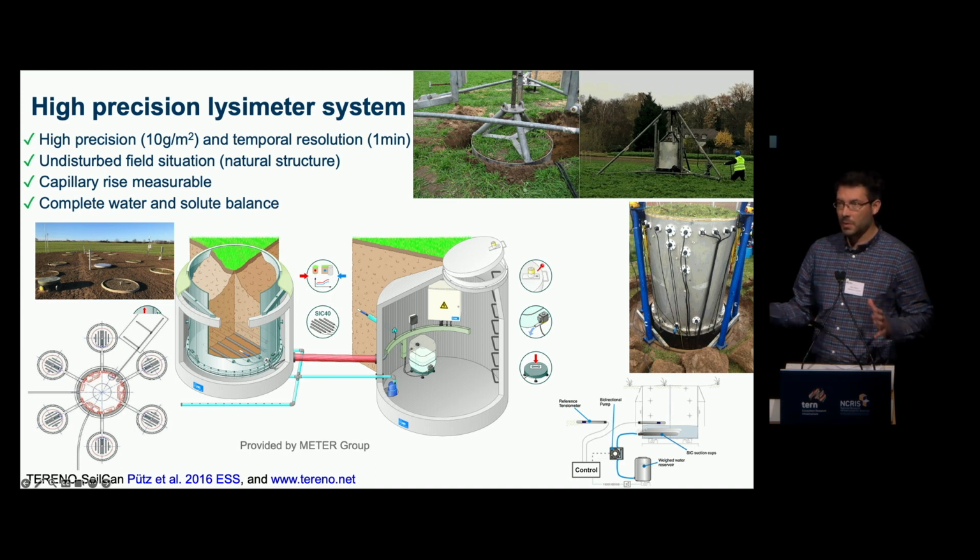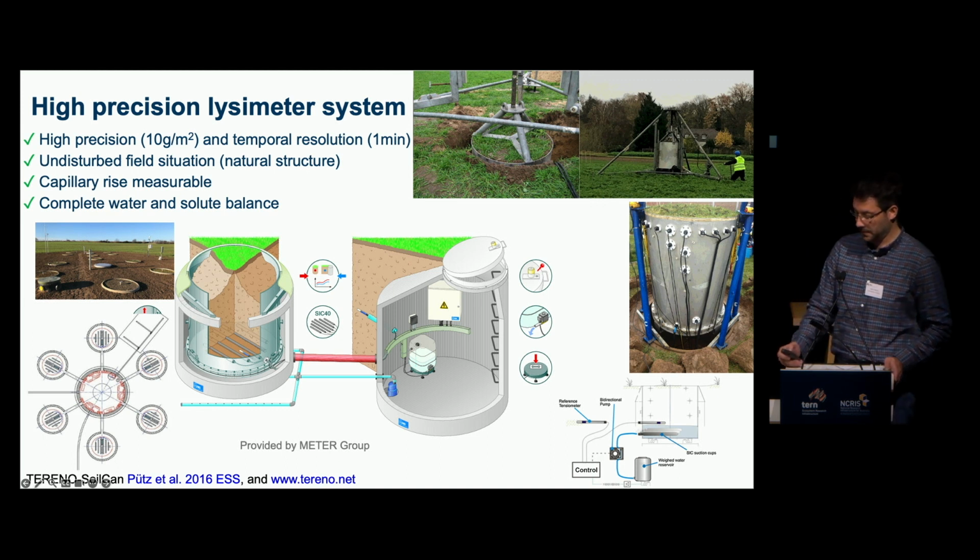So you have these big soil cores, which can be 1 or 2 tons. And you have high precision, 10 grams of mass, and high temporal resolution, 1 minute. And you can have capillary rise measurement, and also you can estimate the non-rainfall water contribution for those systems.